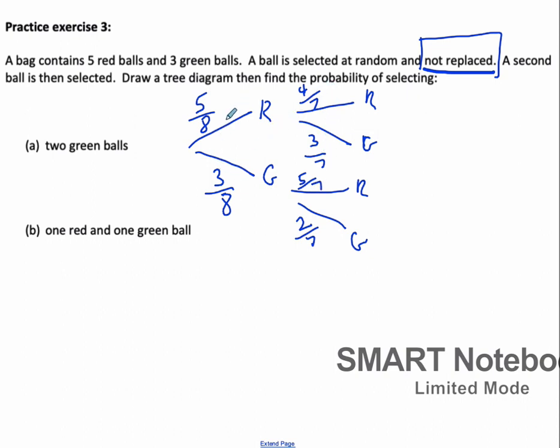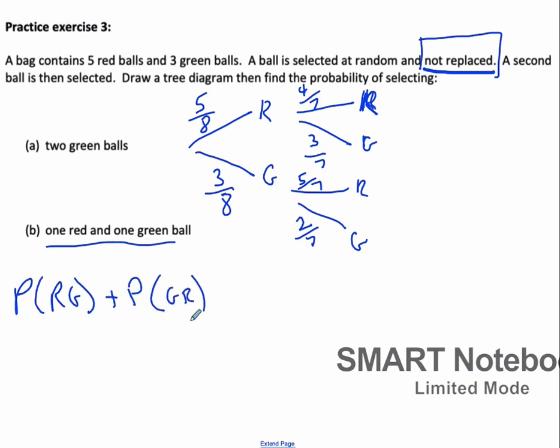Okay, so from this we can work out 4 different probabilities. We can work out the probability of red, red, which means picking a red ball and then another red ball. We can get the probability of red, green, green, red, and green, green. So we can get those 4 probabilities. So for 1 red and 1 green, that's the probability of red, green, plus the probability of green, red. So we're going to add those 2 probabilities together.